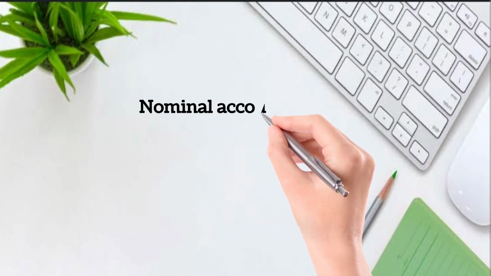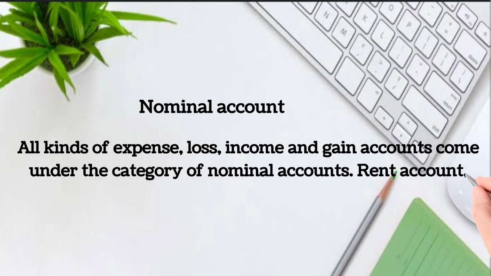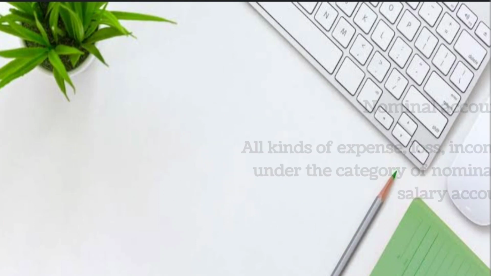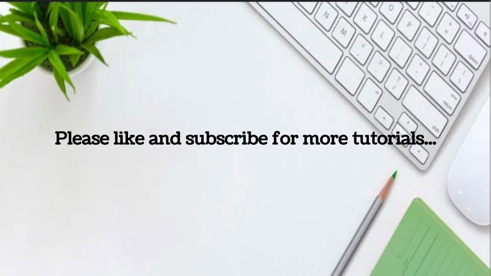The next category is nominal accounts. Since this account does not represent any tangible asset, it is called a nominal or fictitious account. That is, all kinds of expense accounts, loss accounts, gain accounts or income accounts come under the category of nominal account. For example, rent account, salary account, electricity expense account, interest income account, etc. So these are the major classifications of accounts.